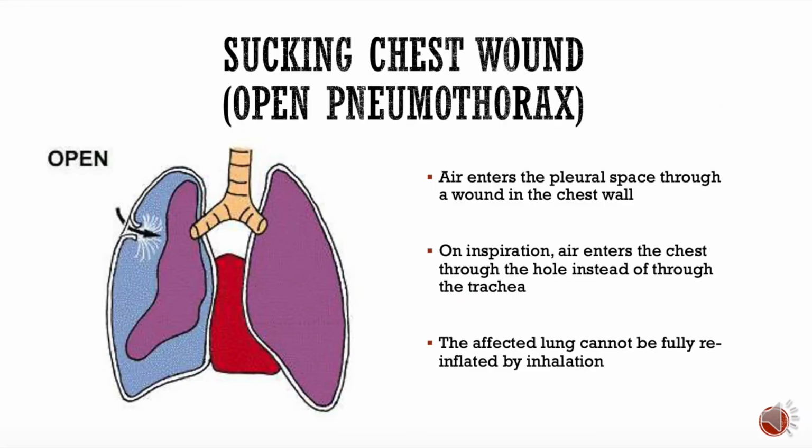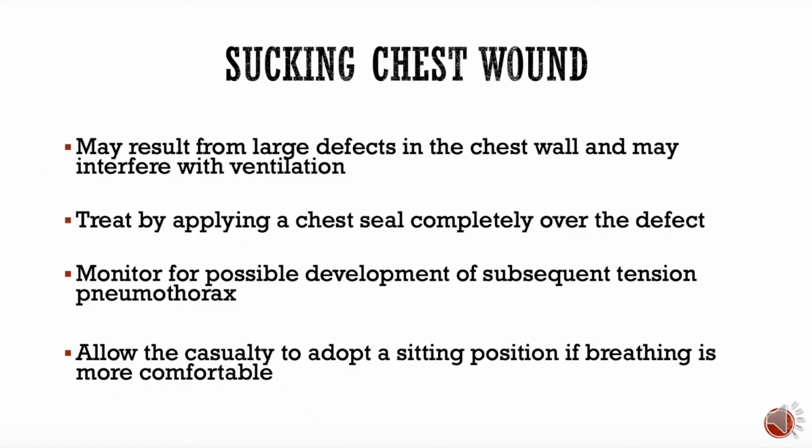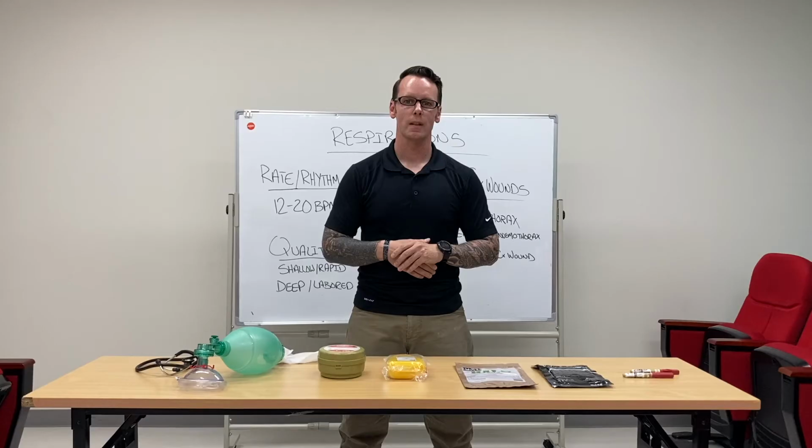Sucking chest wound or open pneumothorax. Air enters the pleural space through a wound in the chest wall. On inspiration, air enters the chest through the hole instead of through the trachea. The affected lung cannot be fully reinflated by inhalation. Sucking chest wounds may result from large defects in the chest wall and may interfere with ventilation. Treat by applying a chest seal completely over the defect. Monitor for possible development of subsequent tension pneumothorax. Allow the casualty to adopt a sitting position if breathing is more comfortable.